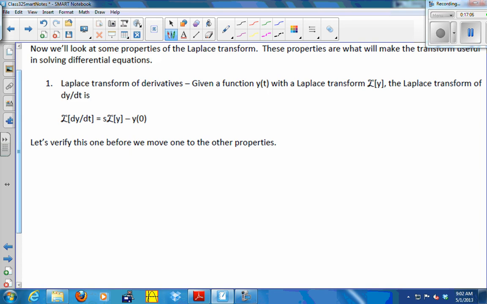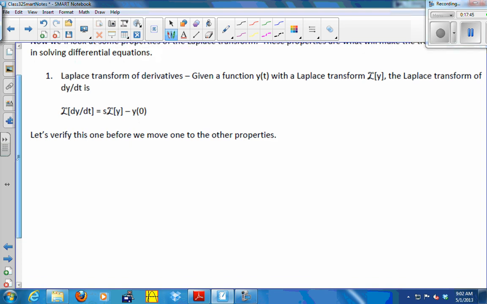It is taking the Laplace transform of a derivative. If you have a function y that has a Laplace transform L of y, the Laplace transform of dy/dt is s times L of y minus y of 0. Look, that is kind of weird. And it's kind of awesome too, because it takes a differential and turns it into just a linear, like algebra 1 problem, right? There's no more derivatives in there.